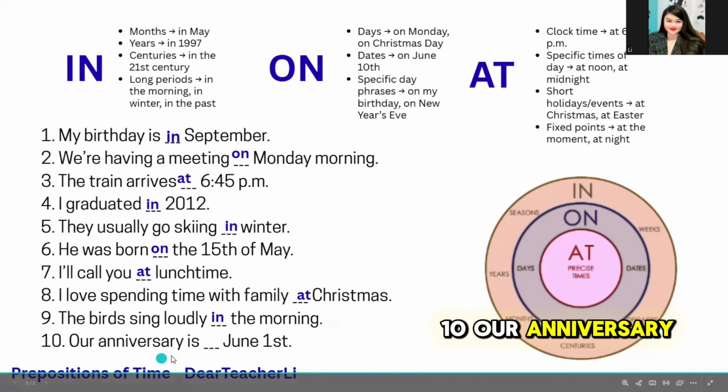10. Our anniversary is blank June 1st. June 1st is a specific day. Therefore, we should be using on June 1st.